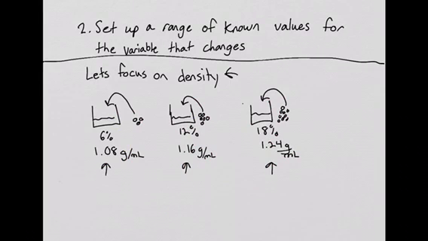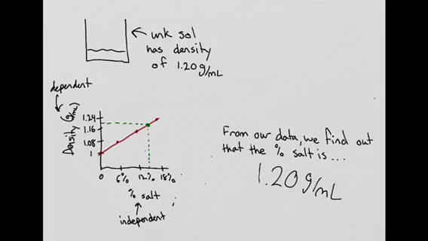Okay? Number two, set up a range of known values for the variable that changes. Okay, so if density is changing, let's set up a range for it. So over here we have 6%, 12%, and 18%. And they all have different densities. Okay? And now we know that our unknown solution has a density of 1.20 grams per milliliter.